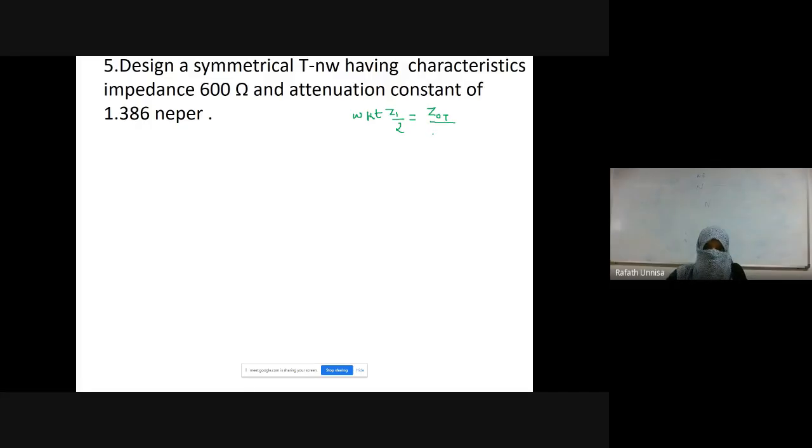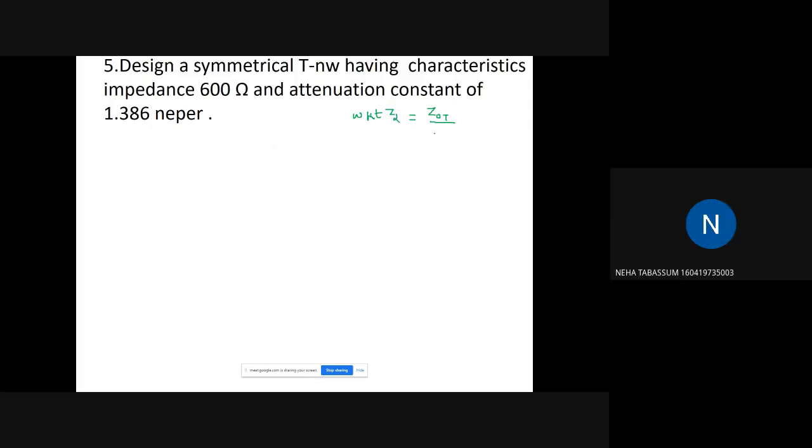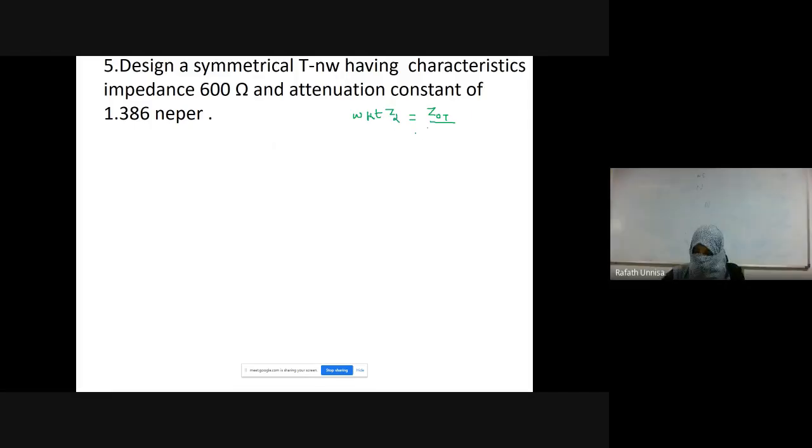What is the value of Z1 by 2? Do you remember yesterday's derivation we have done? Z1 by 2 equals ZOT tanh gamma by 2. Z2 is nothing but ZOT by sinh gamma. This was our first derivation with respect to Z2, and then we have also done it with respect to Z1.